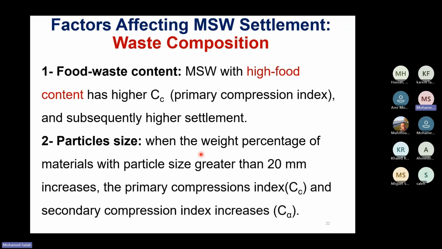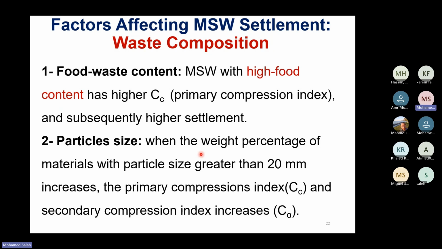So how can the waste composition affect the settlement value? If the municipal solid waste has a high food content, it has a higher primary compression index, and this is similar or related to the compression index we use in estimating the primary consolidation of the waste.